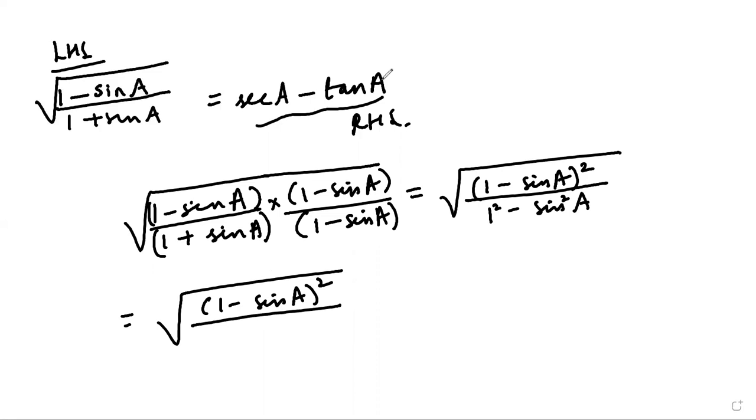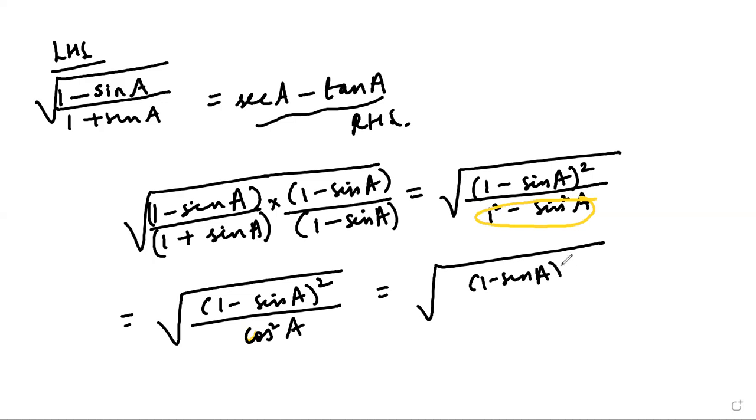See, I'll just mark it in some other color. You can see, this denominator. What is 1 minus sin square A? It is cos square A, isn't it? So let me go back to black. Okay. So it's cos square A. So you can write it as 1 minus sin A the whole square by cos square A, which means cos A the whole square.